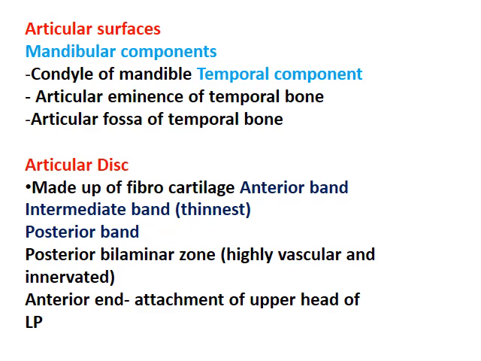Clear? So if somebody wants to explain how the disc is attached, you need to draw the nice diagram as shown in the previous slide, and you need to tell anterior end is attached to the upper head of lateral trigoid muscle, posterior end is attached to auditory canal and ramus, and there is an intermediate zone present as well, which is the thinnest portion of a disc.